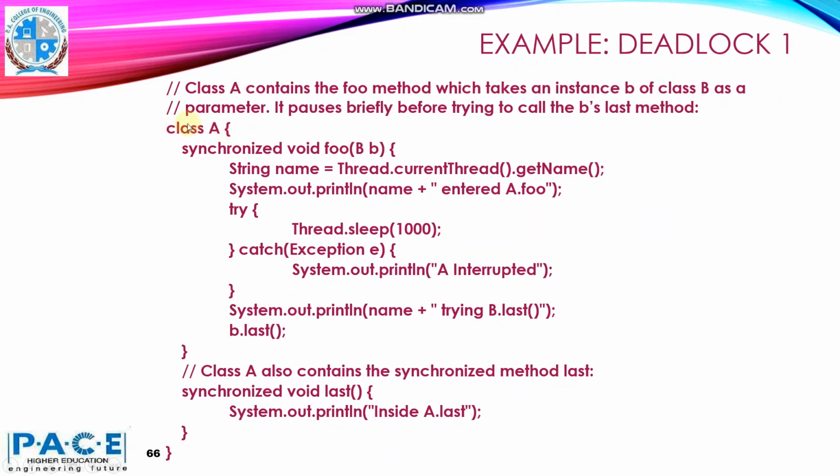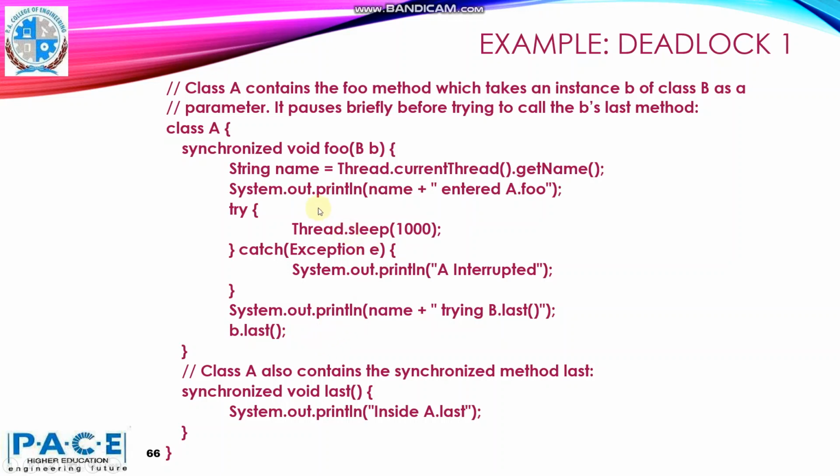Class A has two synchronized methods. One is the method foo, which takes an object of class B as a parameter. In this, it gets the name of the current thread, meaning the thread which has called the method foo. Then it prints that the thread entered a.foo. After that it makes the thread sleep for 1 second. Then after waking up, it tries to get access to the last method on B. It invokes b.last.